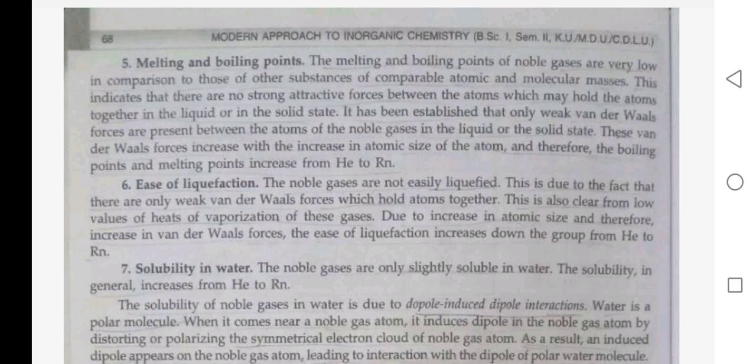These van der Waals forces increase with the increase in atomic size. Therefore, the boiling point and melting point increase from helium to radon. Ease of liquefaction: the noble gases are not easily liquefied. This is due to the fact that only weak van der Waals forces hold the atoms together. This is also clear from the low values of heat of vaporization of these gases. Due to the increase in atomic size and therefore the increase in van der Waals forces, the ease of liquefaction increases down the group from helium to radon.